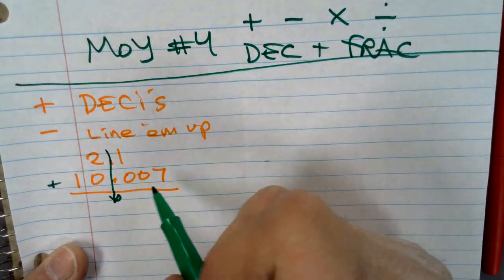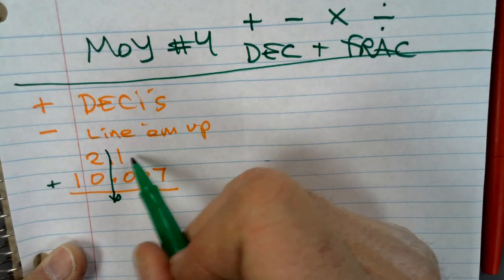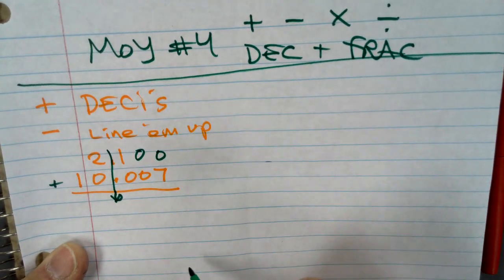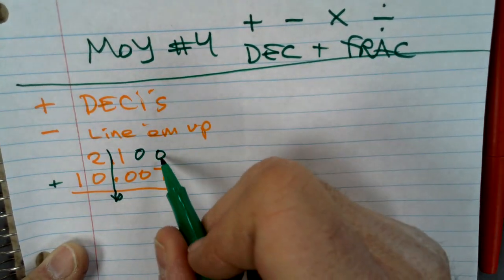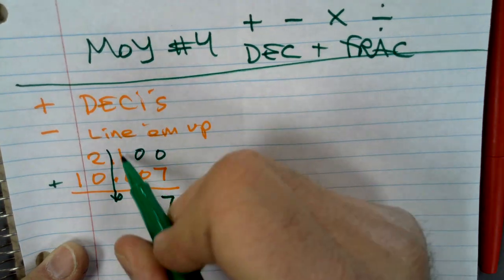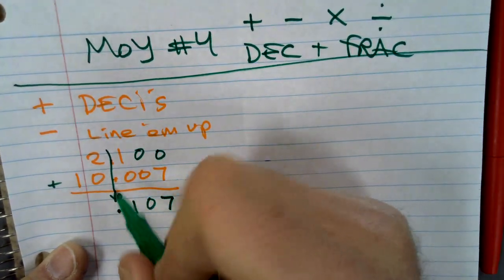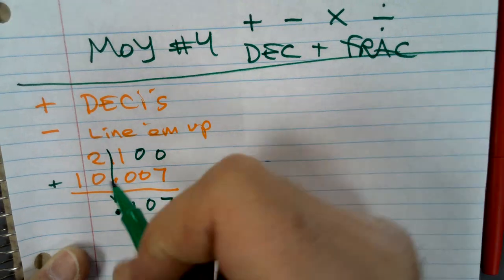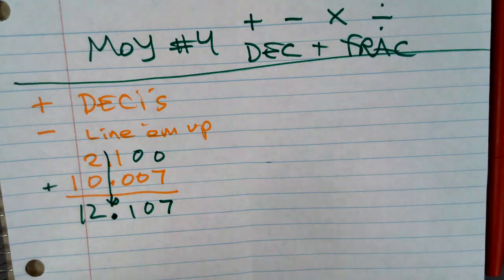We're going to add, of course, in this one. Anywhere there's nothing over here, you put a zero, because there's nothing in math that's zero. 7 plus 0, 0 plus 0, 1 plus 0. Line them up, drop it down. There's the decimal. Okay? Boom.